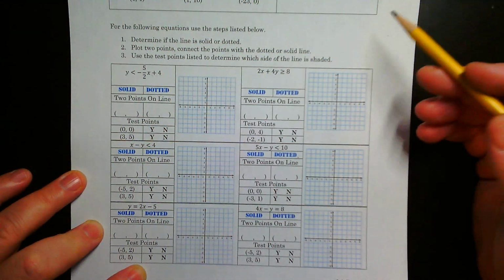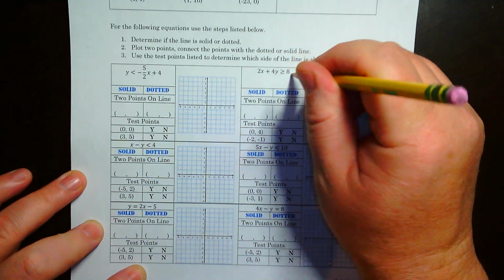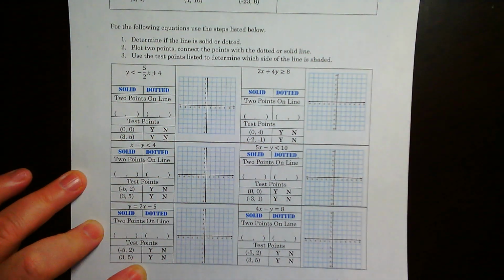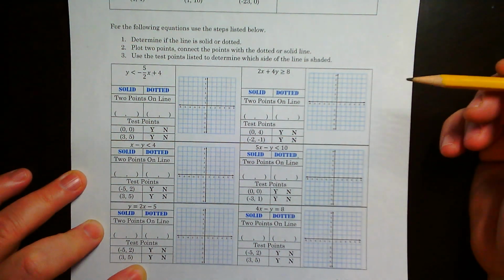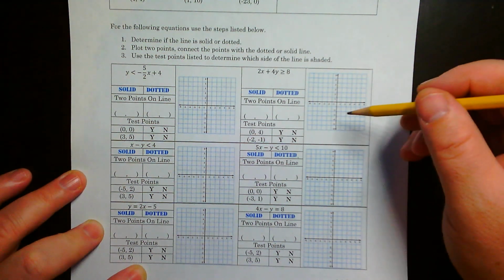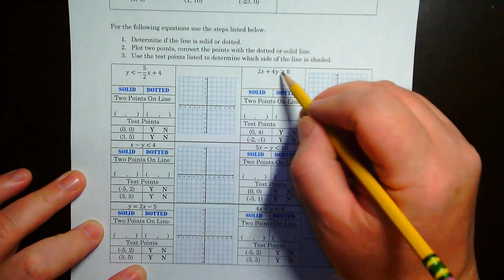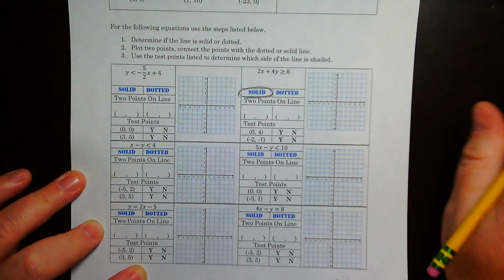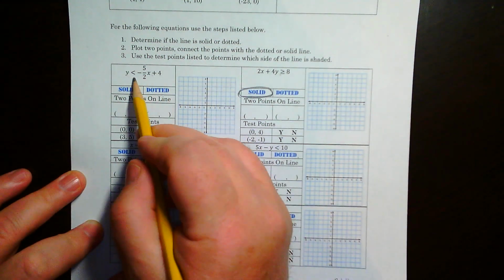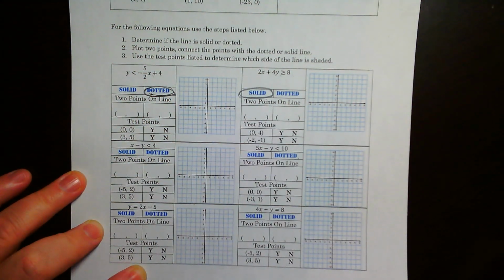So first things first, when you're graphing in standard form, we'll do this one first. Remember, you're going to want to find those intercepts, then figure out whether the line is solid or dotted, and then figure out which way you shade. So let's do that right here. This one, solid or dotted? Solid. Line underneath, solid for sure. This one is dotted. No line underneath, it's a strict inequality.